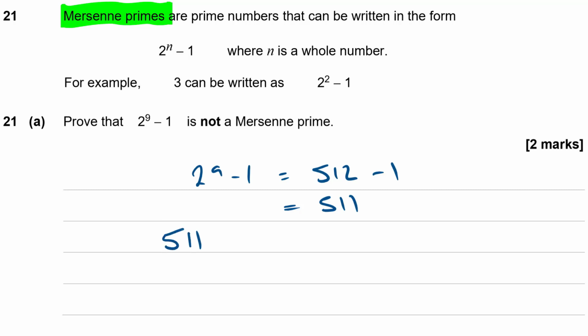Well, I know it doesn't divide by 2 because it's not even. It doesn't divide by 3 because 5 plus 1 plus 1 is 7, and that isn't a multiple of 3. It's not going to divide by 5 because it doesn't end in 0 or 5. So let's see if it divides by 7. 511 divided by 7. It does. 511 is equal to 7 times 73. So it's not prime.